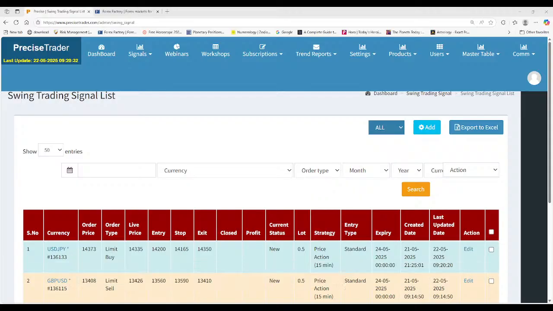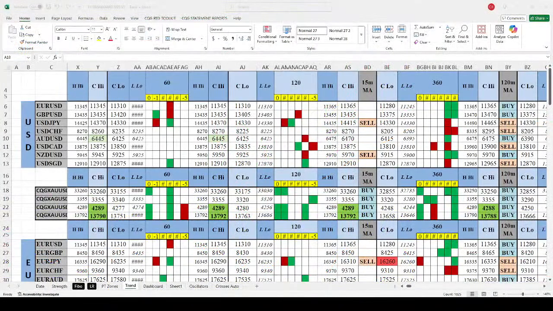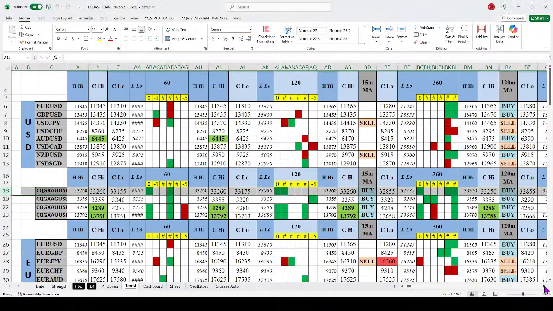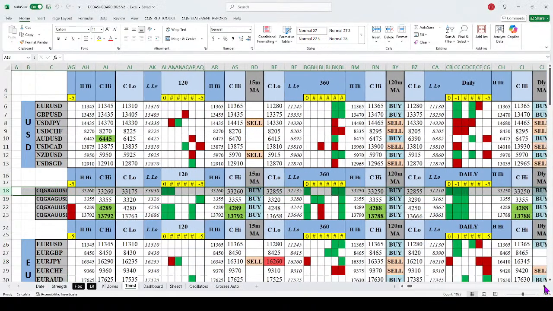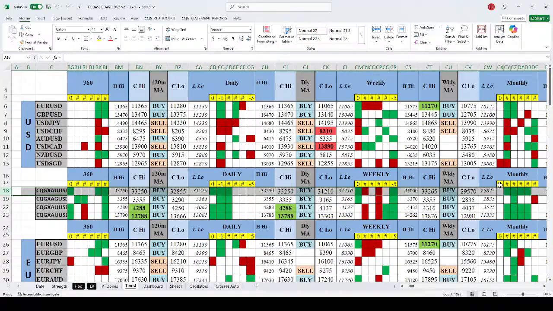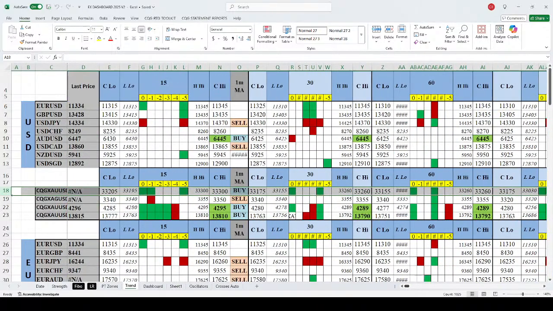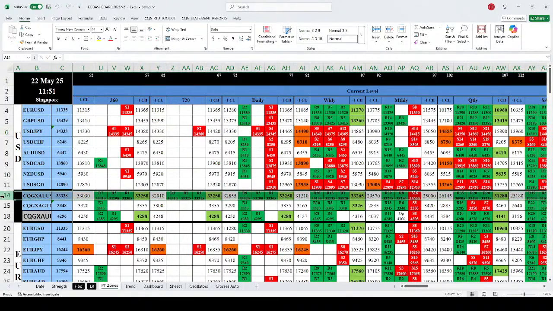Okay, gold right now, this is trading above the 360 high, and above the previous day high, and above the previous week high, but flat against the monthly. So which means to say, out of all these currencies, I think gold is the strongest as of now. So that means we expect the strength to continue. So since it's trading above the weekly, we will see how far this can go.